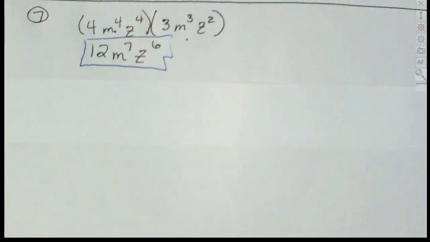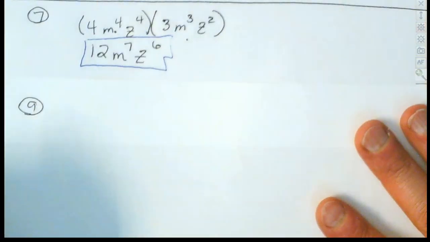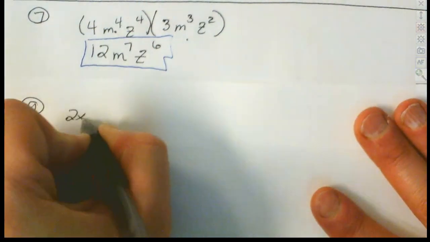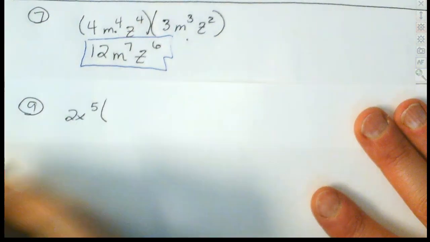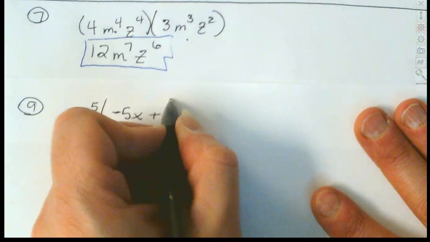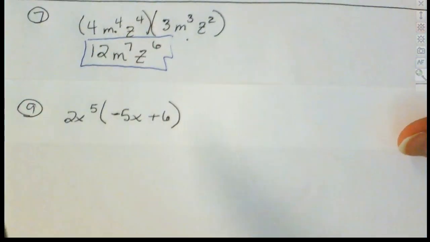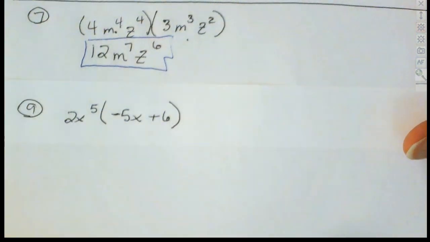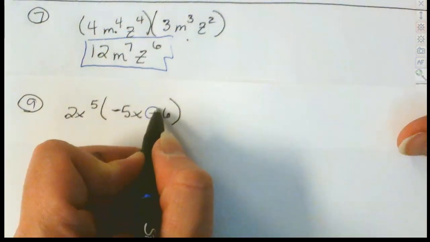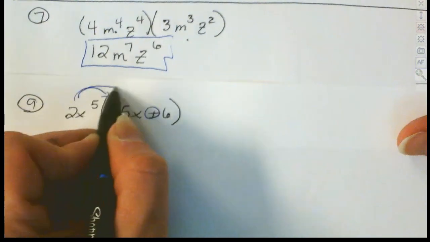So question 9. It's kind of similar to what we just did, but this one has 2 terms. So unlike the last one, where we had no addition or subtraction and just multiplied straight across, this one has 2 terms. And terms are separated by addition or subtraction. So we're going to distribute this through this piece and also this piece here.